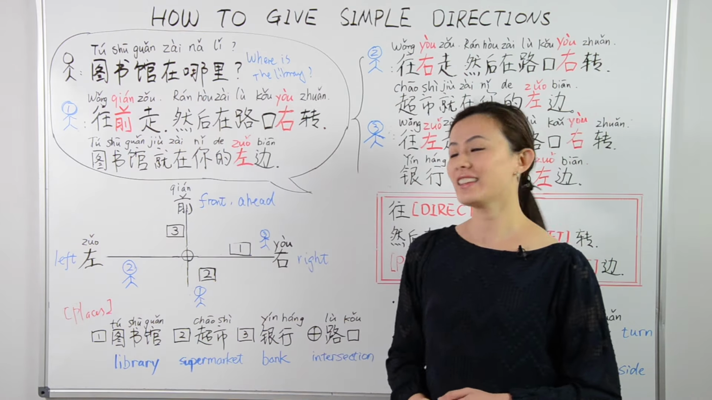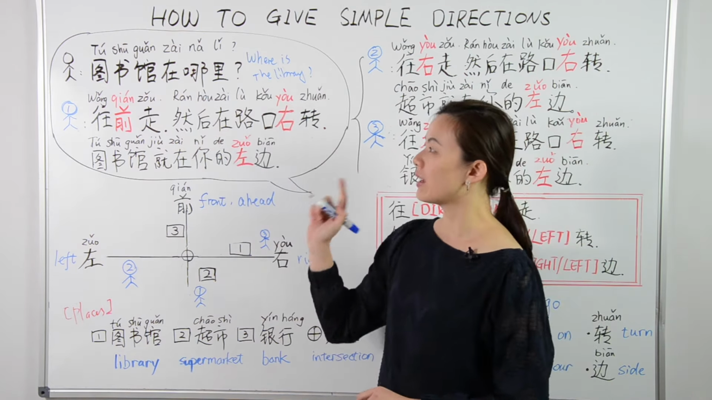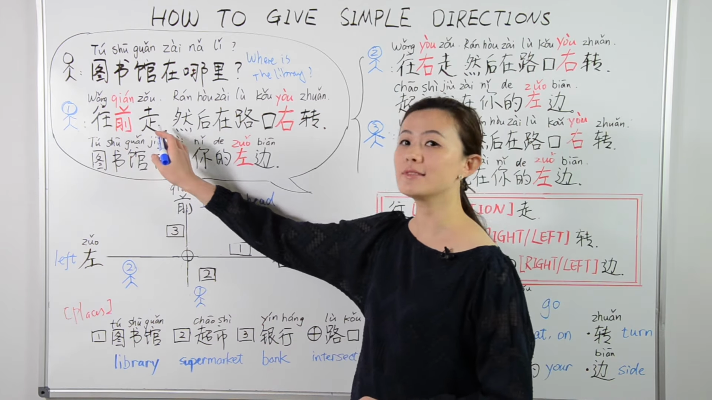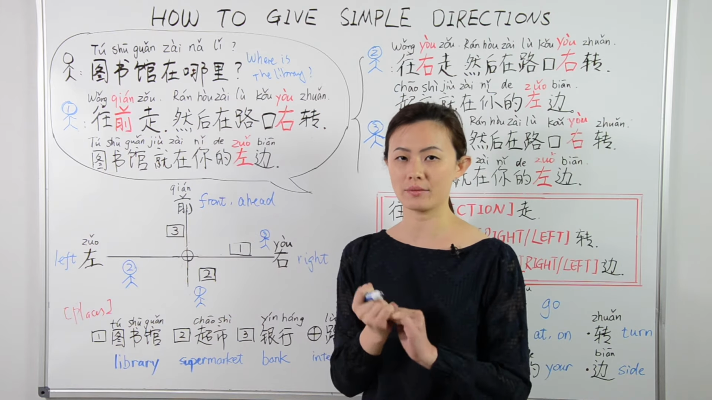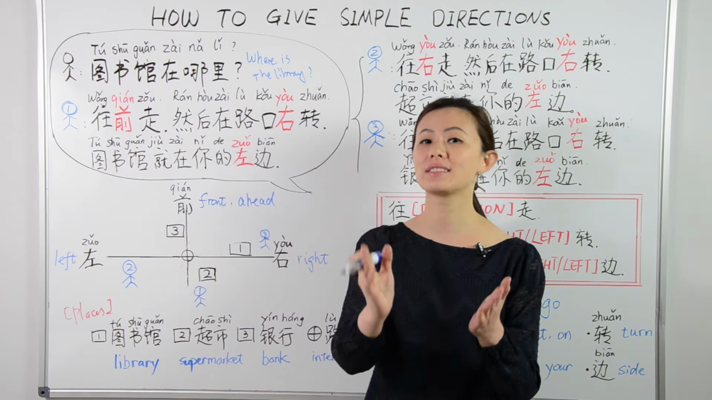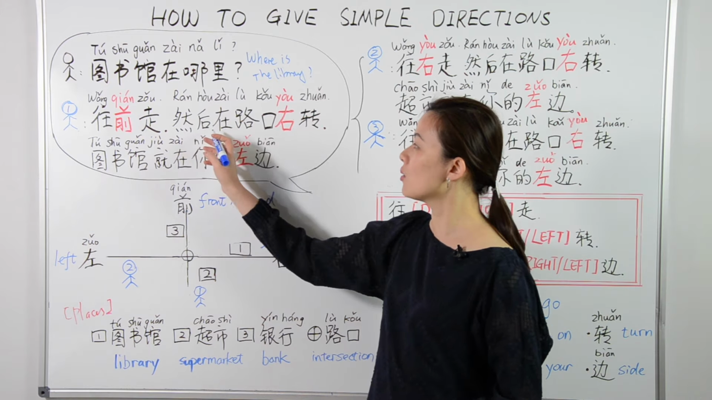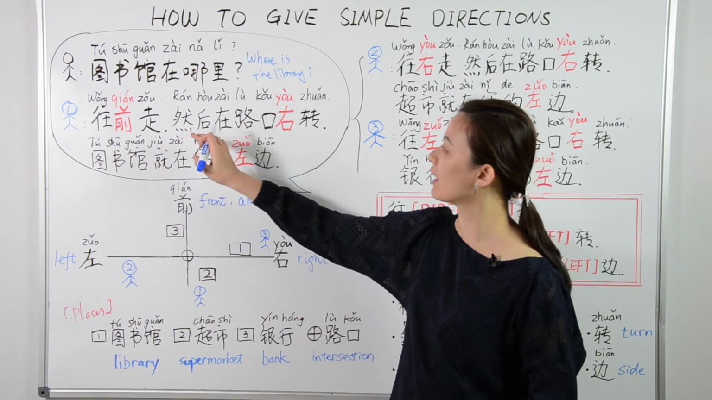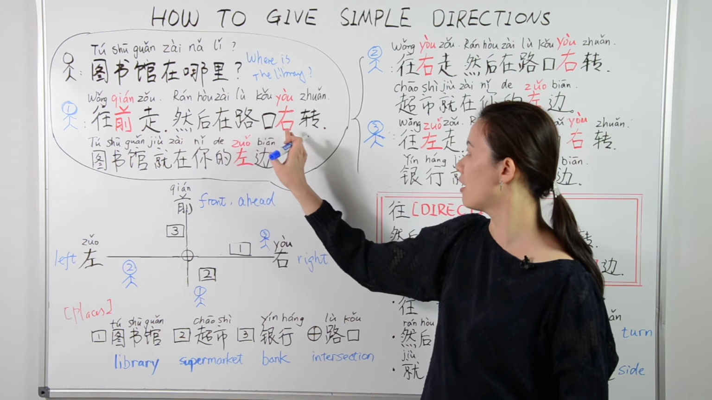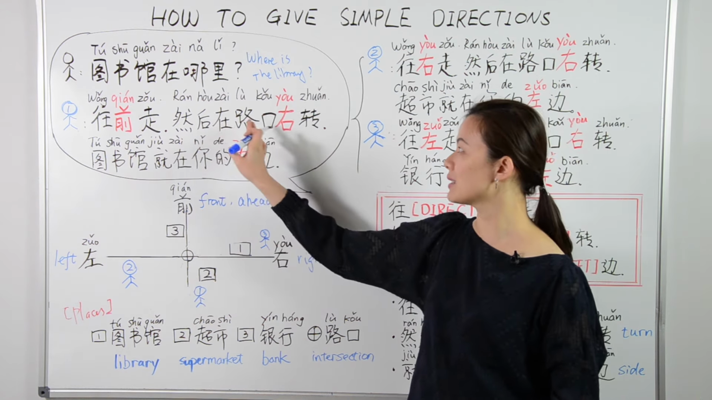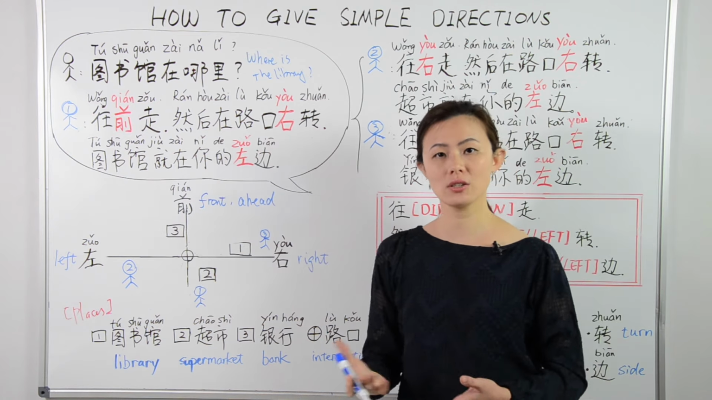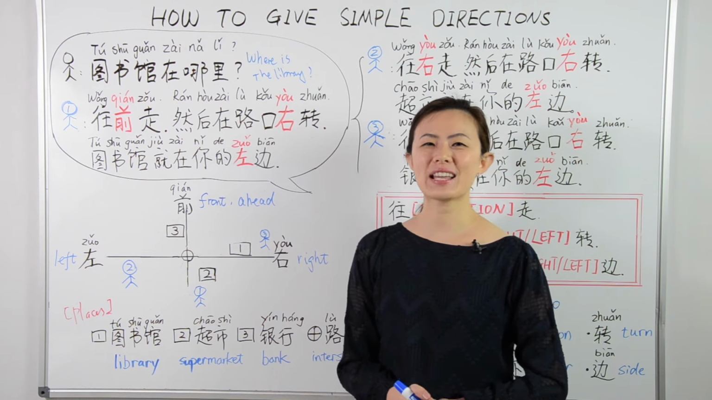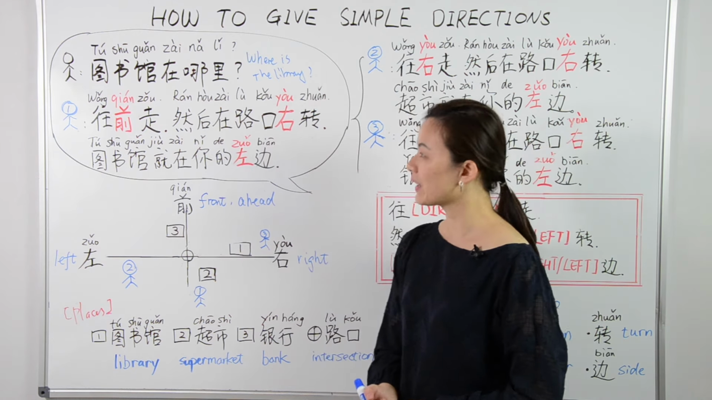图书馆在哪里? And then let's look at the response. The response has three sentences. First sentence, 往前走. 往前走 means go forward, go straight. 往前走，然后在路口右转. Literally, it is, and then at intersection, right turn. In the English order, it would be, and then turn right at the intersection.